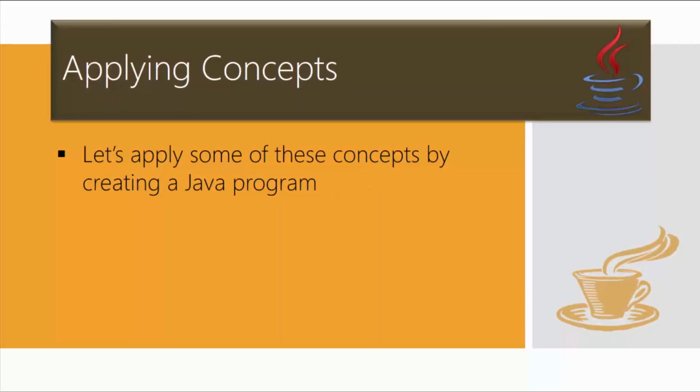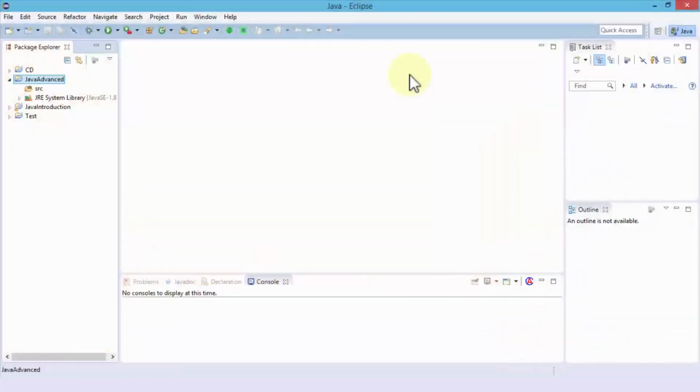Great. Let's apply some of these concepts. So I'm going to create a simple Java program and talk about some of these concepts. Alright, great. So here I'm in the Java Eclipse editor. What I've done is I've created a new project, and I've called it Java Advanced. So throughout this course, when we create these programs, I'm going to keep them in the Java Advanced project.